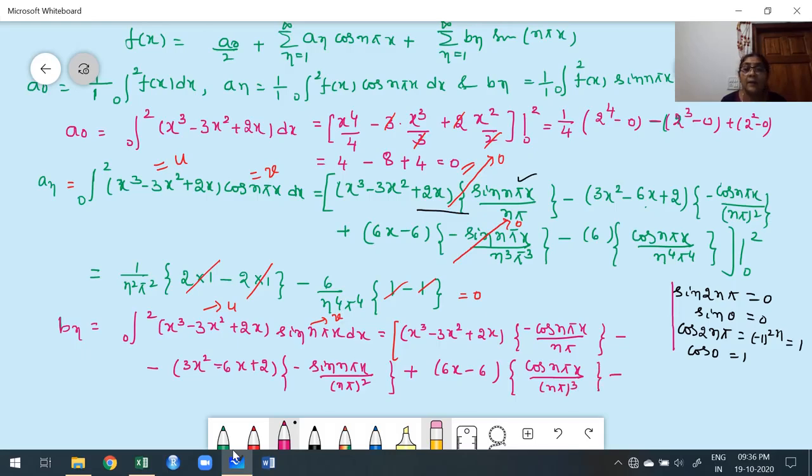Minus derivative of 6x minus 6 is 6 because the derivative of a constant is 0. And next, what is integration of cos? It is sine of n pi x divided by n pi to the power of 4. Now one point you know, that's why I'm not explaining here. Once we get a constant, we are going to stop because the next higher derivative values are 0. That's why it's not necessary to go for further terms, because the next derivative of the constant must be 0. What's the limit? 0 to 2.